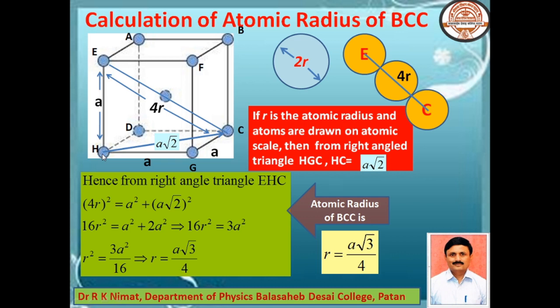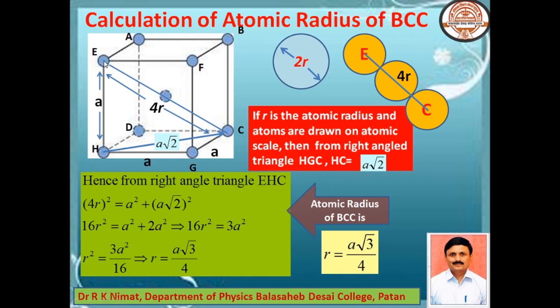hence EH is equal to a, HG is equal to a, and GC is also equal to a. So if you apply trigonometry, you will observe that this diagonal HC will be a root 2. Now take the right angle triangle EHC. Here will be the right angle triangle.